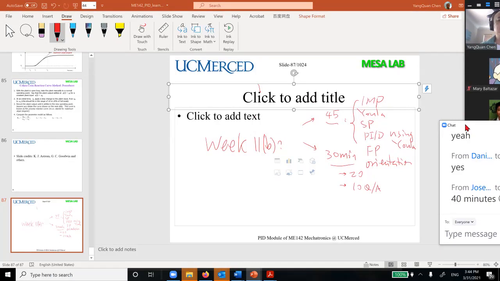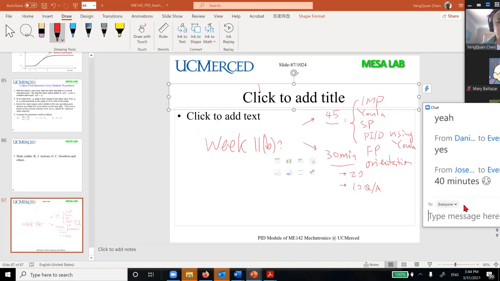Okay, so anything from the chat box? If you want more, I can spare some time later, but we need to really switch to the digital control part. By the way, we have only 2 homeworks left. One is on digital control, another one is on sensors plus actuators. So you should focus more on your final projects and lab work.